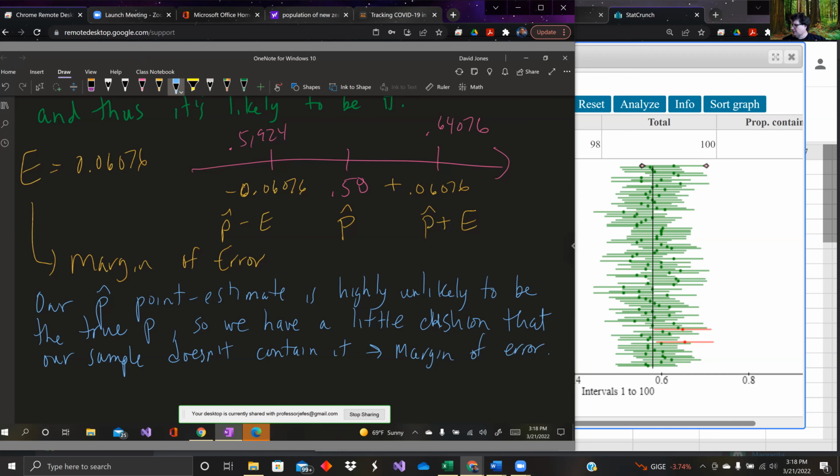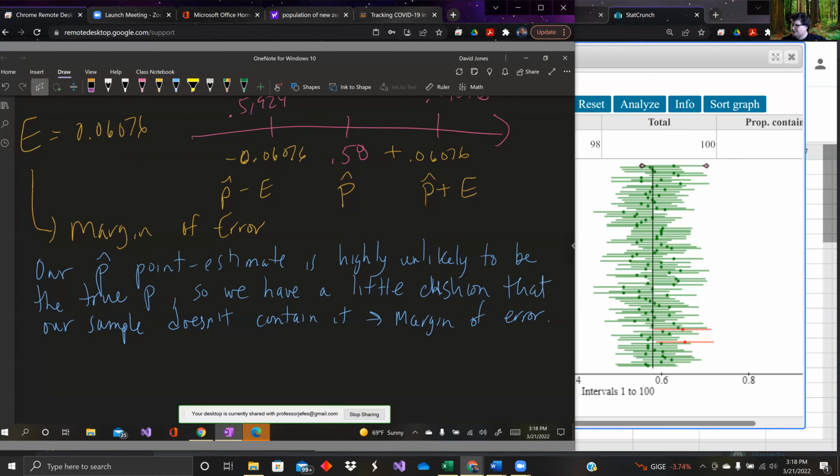Now, you might see problems that ask about this. They might reference the width. The width is 2 times that margin of error. Effectively, they're saying, how long is this distance? That distance is the width, and each of these distances was E.